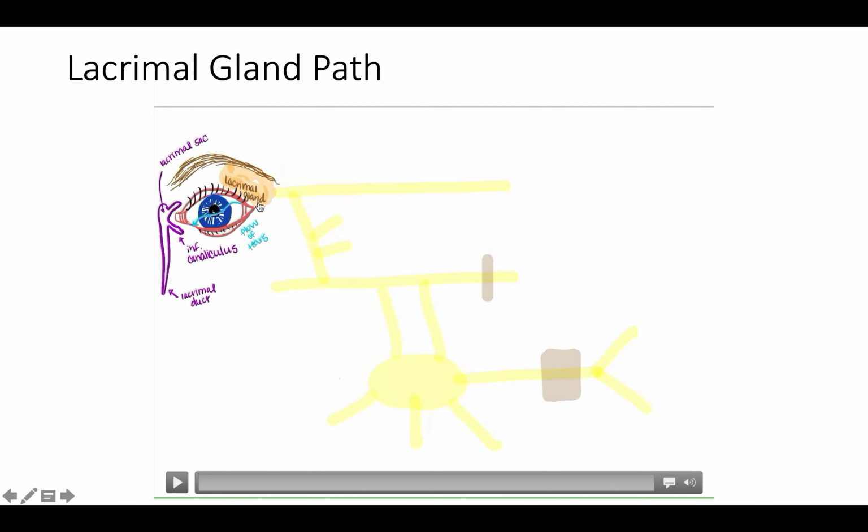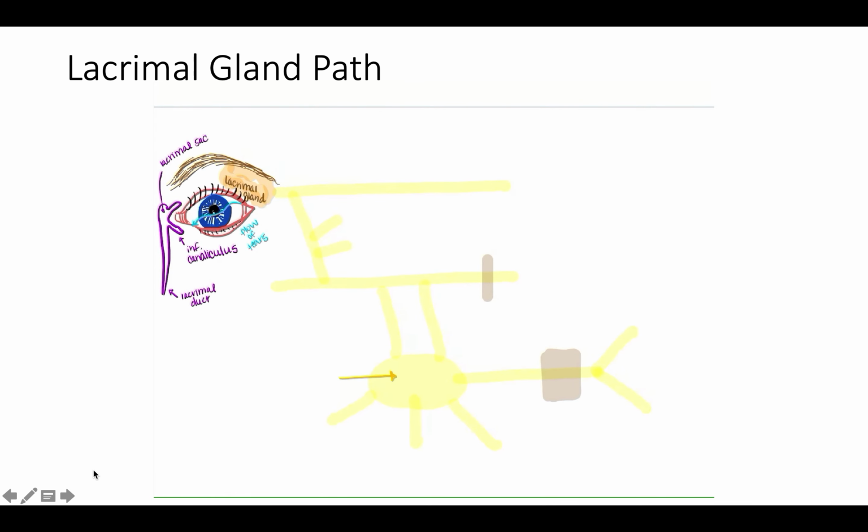So tears flow from the lacrimal gland across and down to the bottom of our eye. And so this lacrimal sac here at the top, or the superior and inferior canaliculus, gets these tears, and it goes to the lacrimal sac, and then it goes down to the lacrimal duct.